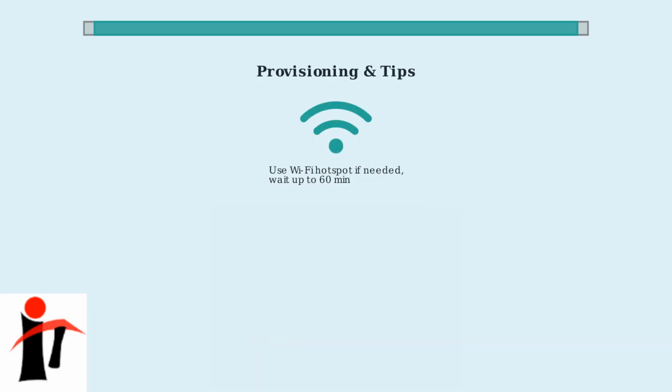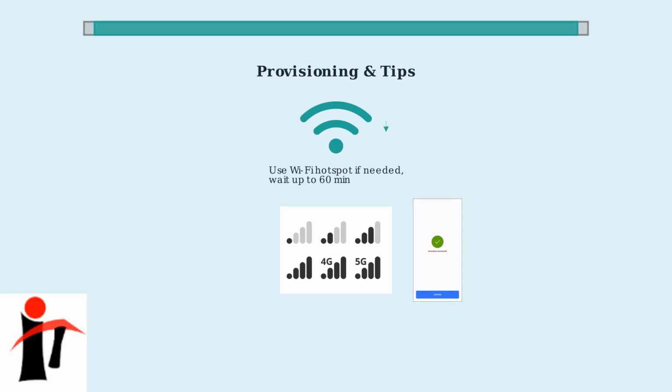Provisioning delays are less frequent now thanks to automated systems, but can still occur, particularly in rural areas with spotty coverage. Consider using a Wi-Fi hotspot during initial setup to avoid signal-related issues. Wait up to 60 minutes for full activation, and if all else fails, contact Simple Mobile support for assistance.